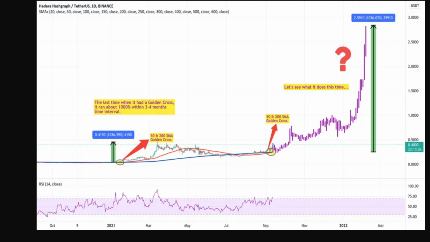But I'd love to know your feedback, your thoughts on that. For me, I think it is fantastic. I think it's an incredible ecosystem, and I'm super excited. But I want to know your feedback about where you guys think we're heading for Hedera throughout this bull run.